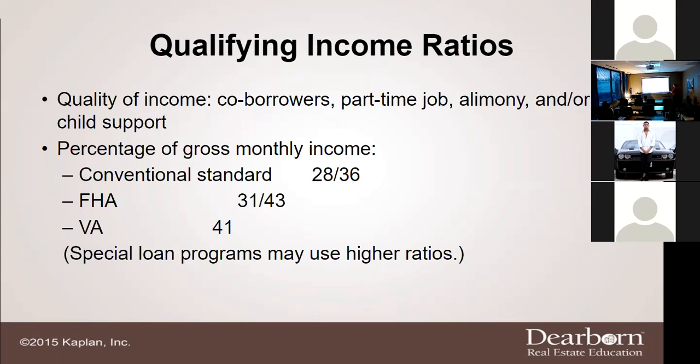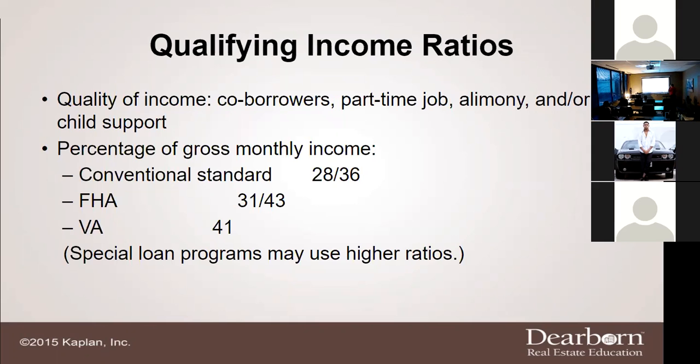Now, this is what they allow. Under a conventional loan, if you notice, they're very strict in regards to the percentages that they accept. It's 28/36. So approximately, we're going to look at the income.